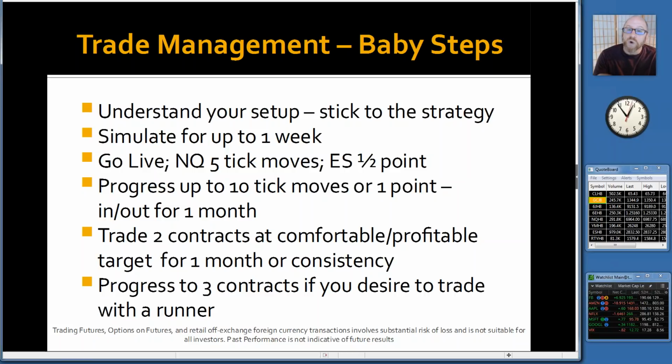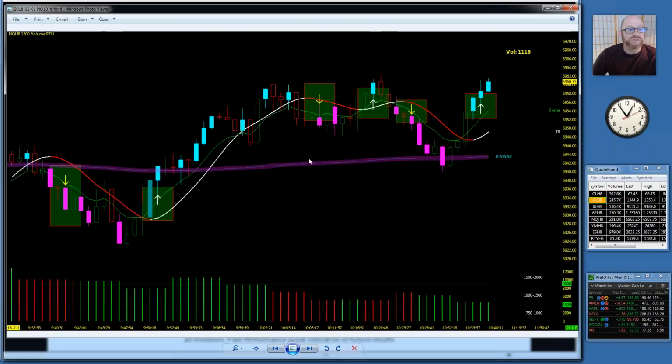Once you go live, you're looking for NQ. You're looking for 5-tick moves. I can show you a chart today, for example. Here's the NQ this morning, set to a 1500 volume chart. It was a great morning for the S3 strategy.